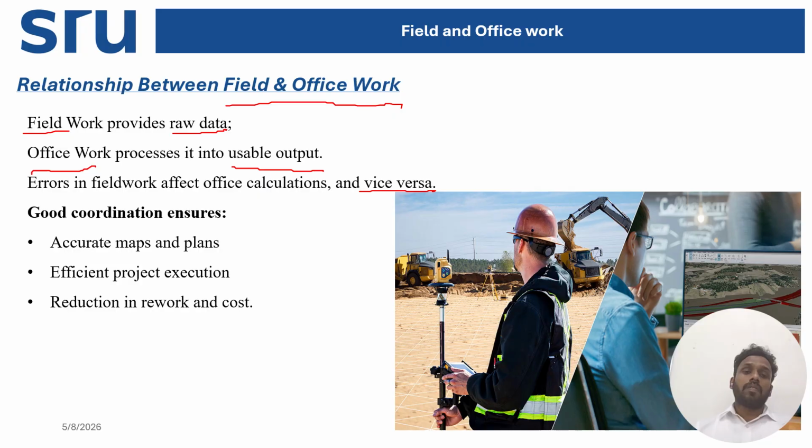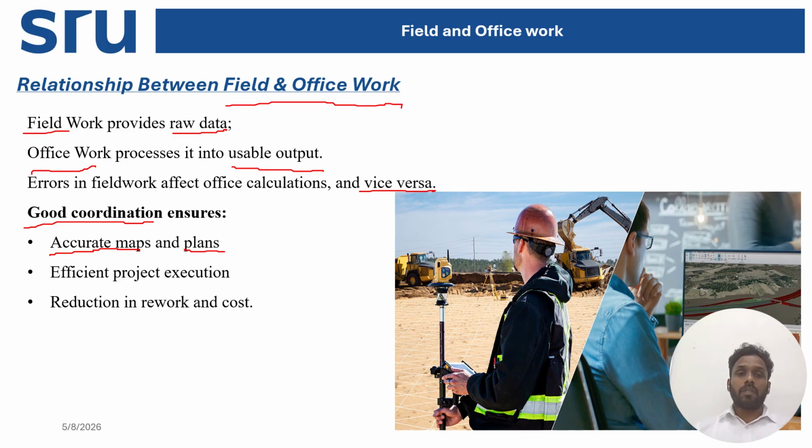Then if your office work and field work are well coordinated, right? What is the output you are going to get? The first one: accurate maps and plans. Okay. So you'll get accurate maps and plans because the data you have collected and the data you have processed are accurate for your requirement.